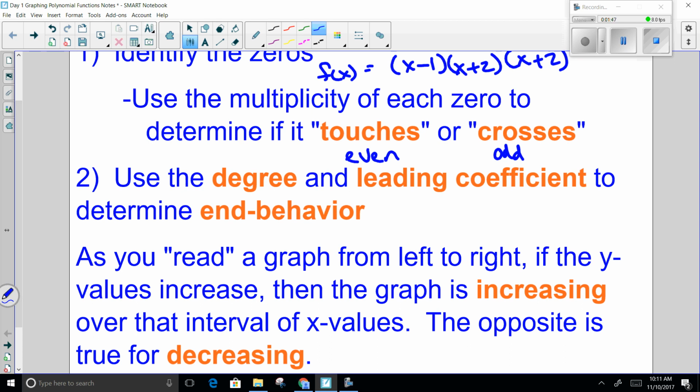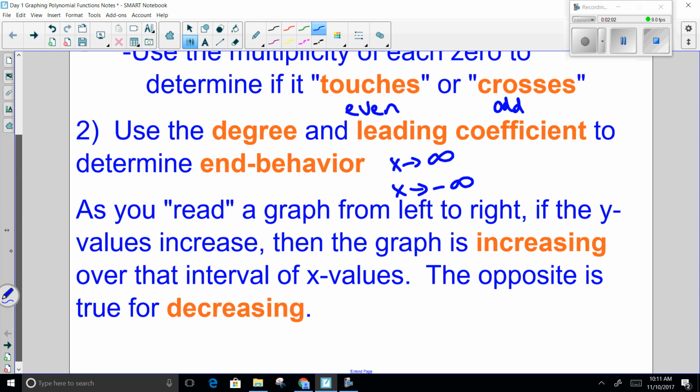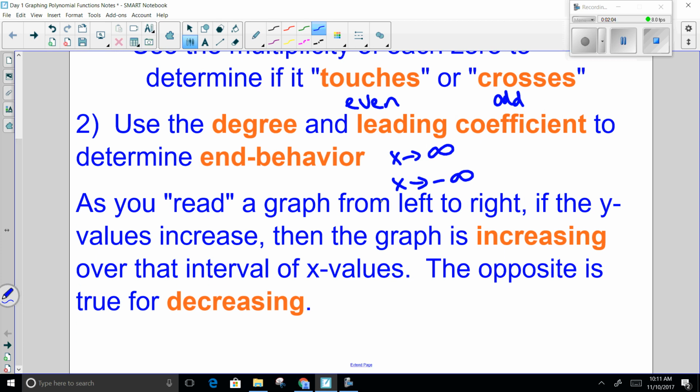End behavior is what happens when x is extremely large, as x goes to infinity, or as x goes to negative infinity. That's going to be the end behavior, as x gets really large and x gets really small, as the x values increase or decrease. And then as you read a graph from left to right, if the y value is increasing, then the graph is increasing over the interval of x values. The opposite is true for decreasing. Okay, so let's look at a few of the examples.